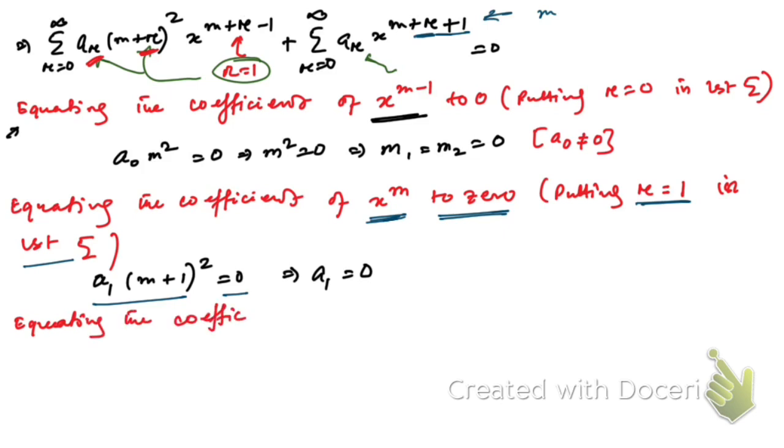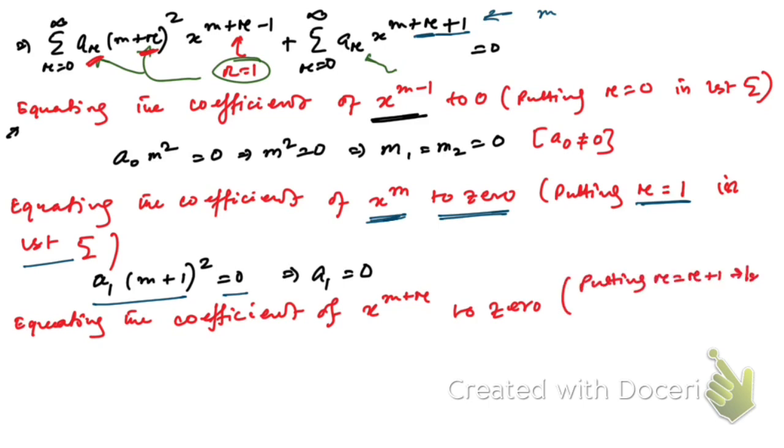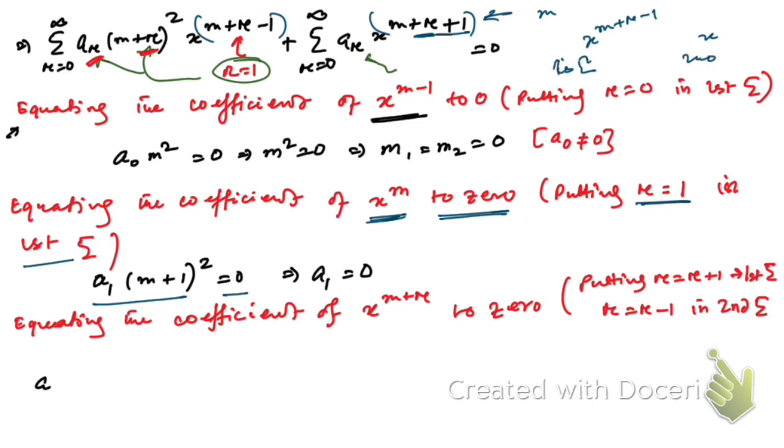Now let us equate the coefficient of x to the power m plus r to 0, and in order to do this we need to put r is equal to r plus 1 in the first summation and r is equal to r minus 1 in the second summation, right? Then only the powers on these two will be equal. Here you see the power on x in the first summation is m plus r minus 1, and in the second summation you have x to the power m plus r plus 1. So if you put r plus 1 here, the minus 1 and plus 1 cancel and you get m plus r, and if you put r minus 1 here, the plus and minus cancel and you again get m plus r, right? So hope you have understood this.